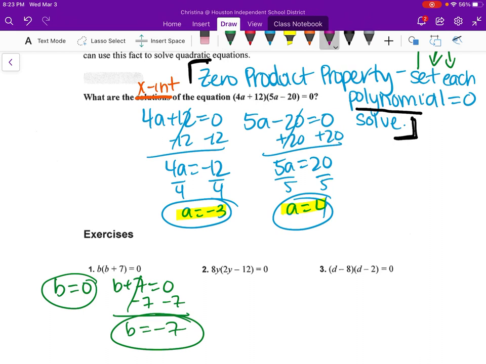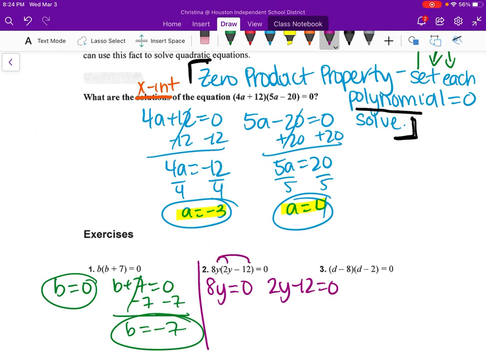For example 2, same thing. We're going to use the zero product property to solve. So I'm going to set 8y equal to 0 and 2y minus 12 equal to 0. What I don't want to see you guys do here is distribute.